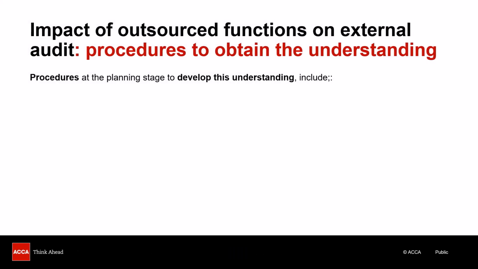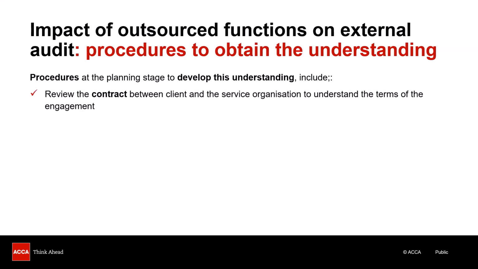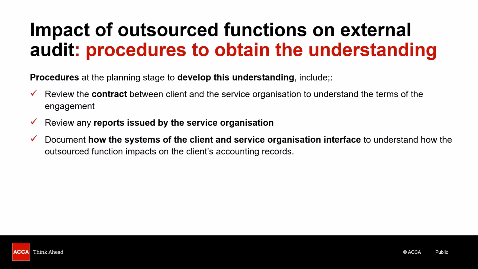Now, in the AAA exam, and of course in practical life as well, it is not sufficient to simply say these are the areas that we need to gather information about. We then need to go on to explain, in the exam in particular, the procedures that we will carry out as external auditors to gather this information. So we can review the contractual agreement between the client and the service organization. If the service organization has issued any reports, we can have a look at them. We are going to document the systems that the client has in place to review the work that is done by the service organization.